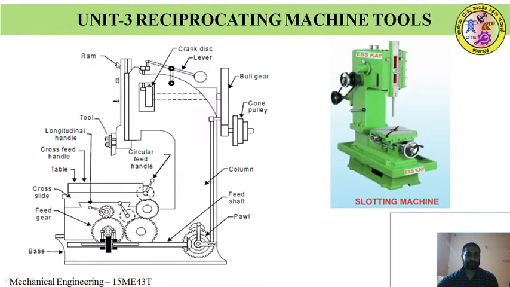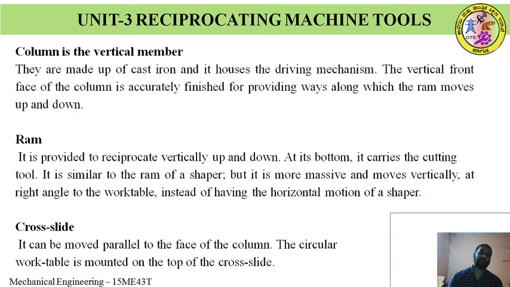Ram. So this is the ram, you can see here. It reciprocates in the vertical direction. The end of the ram carries a tool post which carries the tool. It provides the reciprocating vertical up and down movement. At its bottom, it carries the cutting tool, which is very similar to the ram of a shaper, but it is more massive and moves vertically at right angles to the work table instead of having horizontal motion as in the shaper. Cross slide, it can be moved parallel to the face of the column.